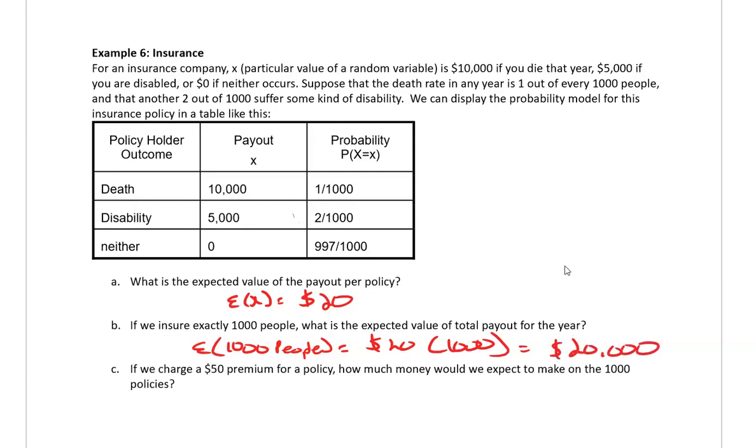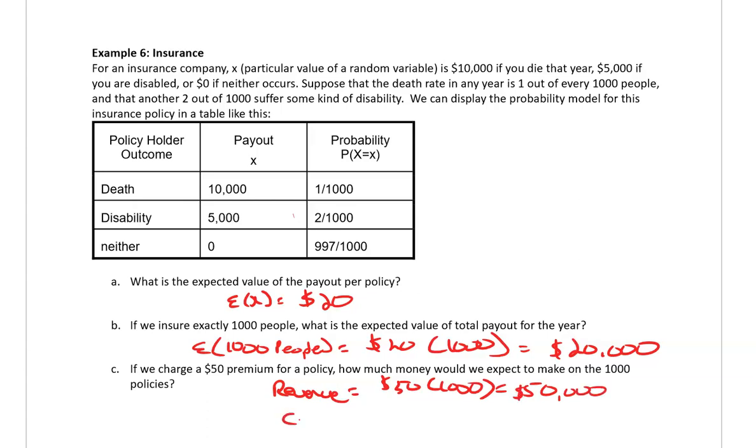And so that would be $20,000. So if we charged $50 premium for a policy, how much would we expect to make on 1,000 policies? So our revenue would be $50 times 1,000 people. And so that would be $50,000.